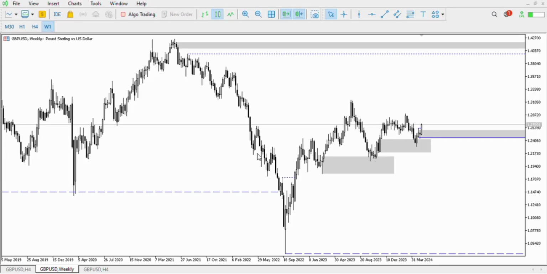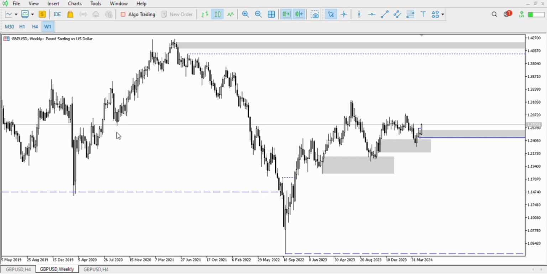So today I'm going to be analyzing GBPUSD. I'm going to show you what we have here on the weekly time frame. Then I'm also going to narrow it down to the 4-hour time frame. So what we basically have here on the weekly time frame is a downtrend. As you can see, I've already drawn some areas which I'm going to explain.